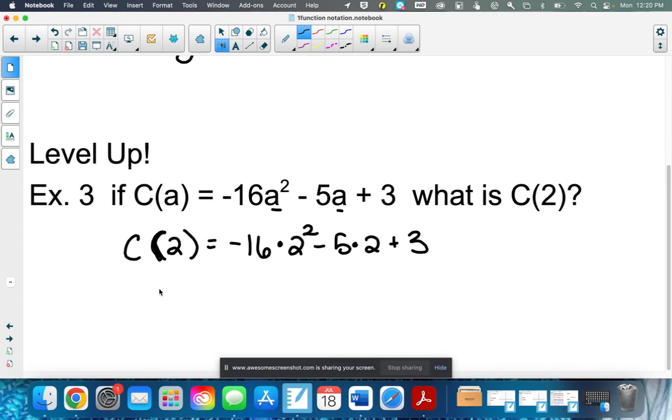Again, if you have to use a calculator, that's fine. Let's see, negative 16 times 4 is negative 64. Minus 10, since we have to do multiplication and exponents first, plus 3, negative 51. So the output when a is 2 is negative 51.